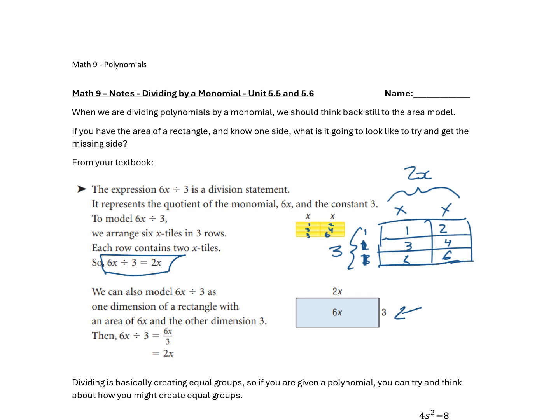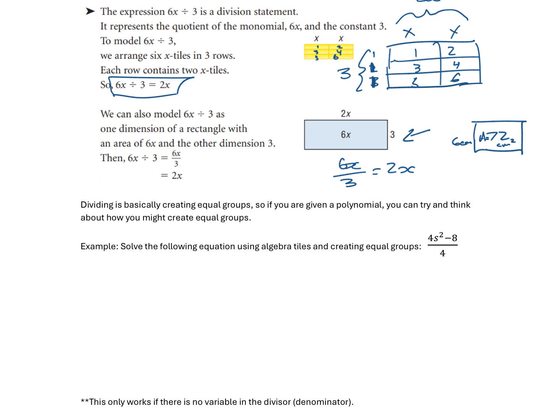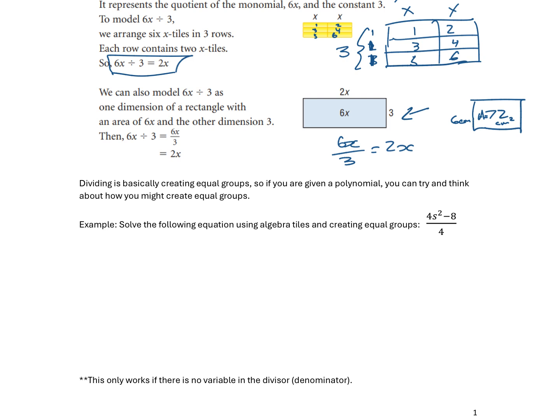This second rectangle was really close to what I did a minute ago with 72 centimeters squared as my whole area, and 6 centimeters on this side. You're taking this 6x, you're dividing it by 3, and you're getting 2x as your answer. So dividing is, as we know, creating equal groups. If you're given a polynomial, you can think about how you might create equal groups. Solve the following using algebra tiles and creating equal groups. This is our example: 4s squared minus 8 into 4 equal groups.